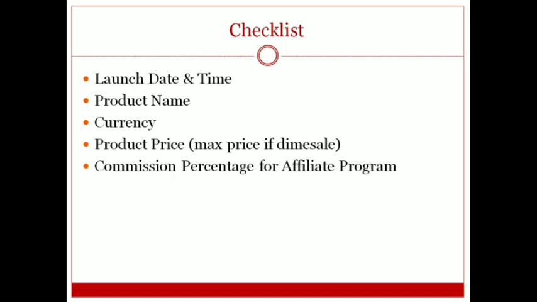Commission percentage for the affiliate program is basically what you want to give people in terms of the percentage for your affiliate program. So if I sell your product and your product is $100 and you give 50%, then I get $50. If it's 75%, then I get $75. So that's the commission in relation to the affiliate program. And obviously, if you don't have an affiliate program, then you won't need to specify this. But it would, in fact, not be very wise not to add an affiliate program.